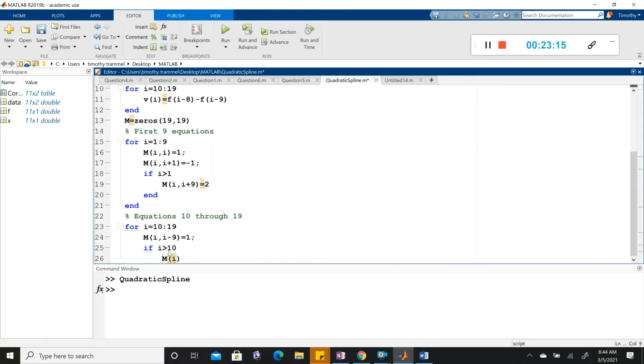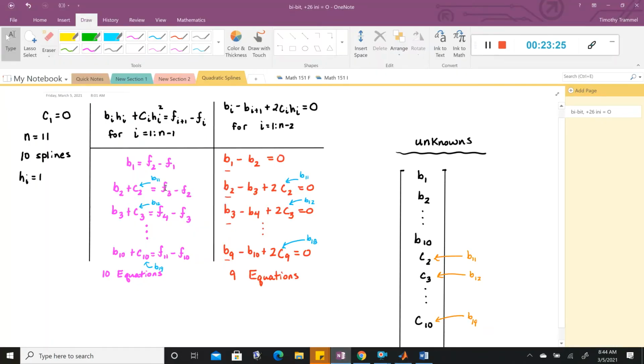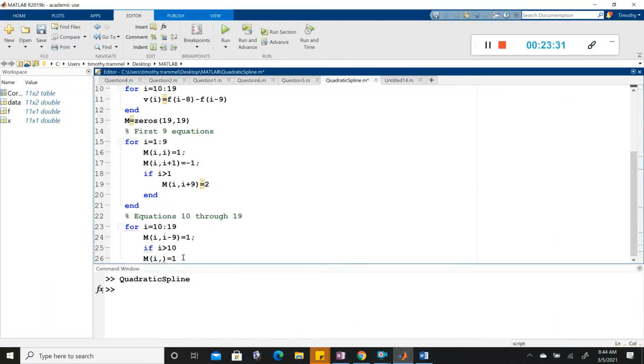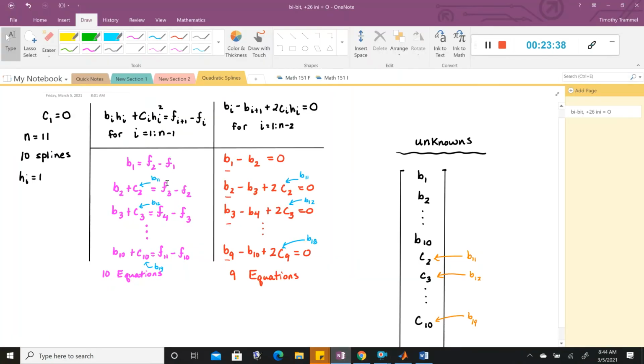We'll still be on equation I. The question is again, what column? Let's look at what the coefficients are. That part's easy. The thing in front of all the C's happens to also be a 1. So I'm going to say equal to 1. And now let's think about the column. Okay. So we start off with B11, and then B12 to B19. Okay. So we want to make sure we're starting with B11.